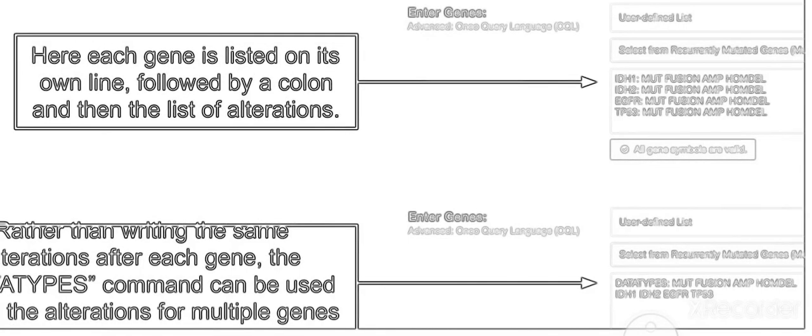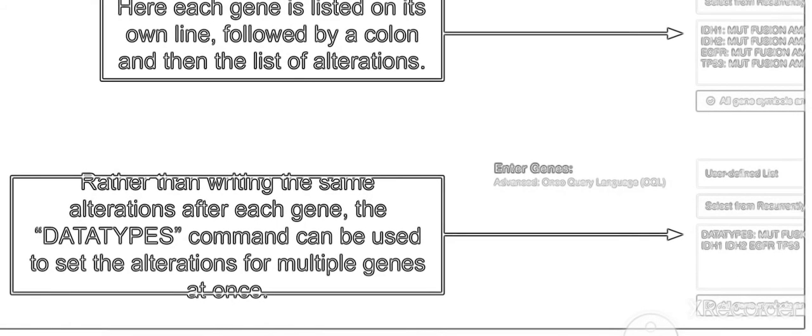So here each gene is listed on its own line, followed by a colon, and then the list of alterations. Rather than writing the same alterations after each gene, the DATATYPES command can be used to set the alterations for multiple genes at once.